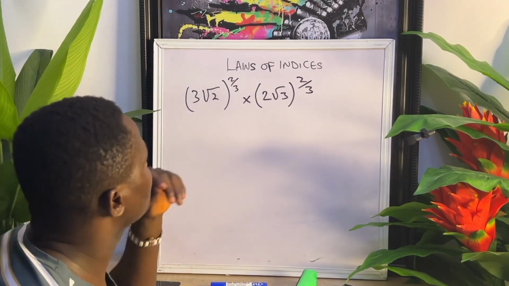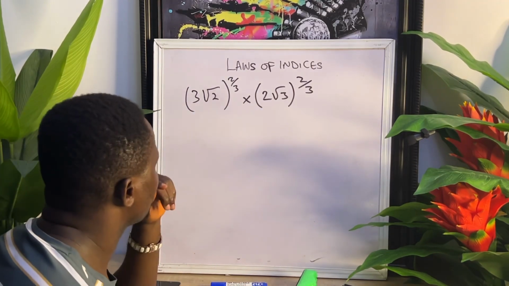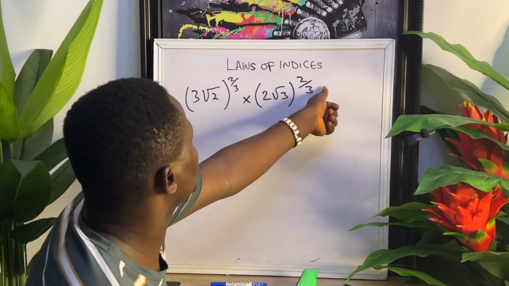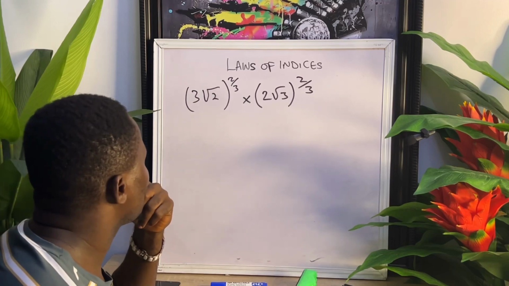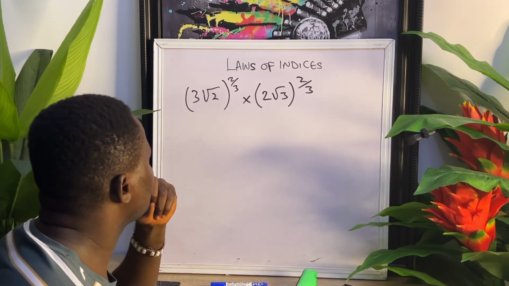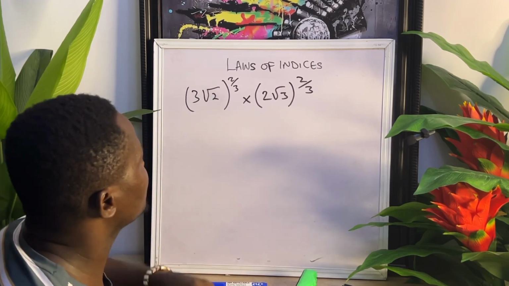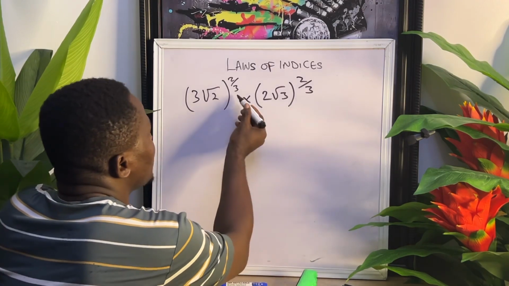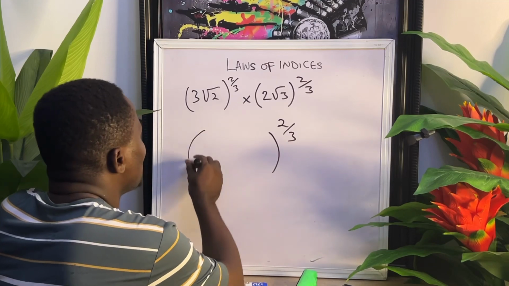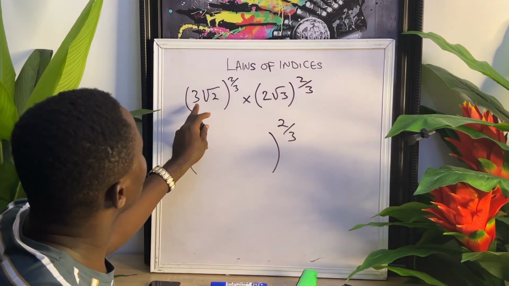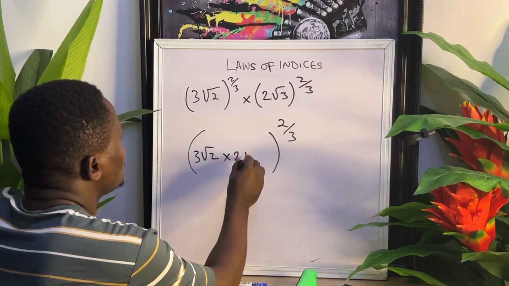This is multiplication law. Let's consider the bases. They are not the same. Let's consider the powers. They are the same. What does the law say once the powers are the same and we are multiplying? It states that we should pick one out of the powers and multiply the bases. So let's go. Out of this power and power that are the same, we pick 2 all over 3. Still retain it as power. We then multiply these bases, which is 3 root 2 times 2 root 3.